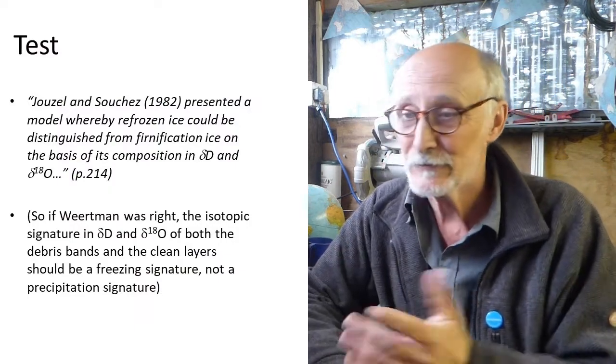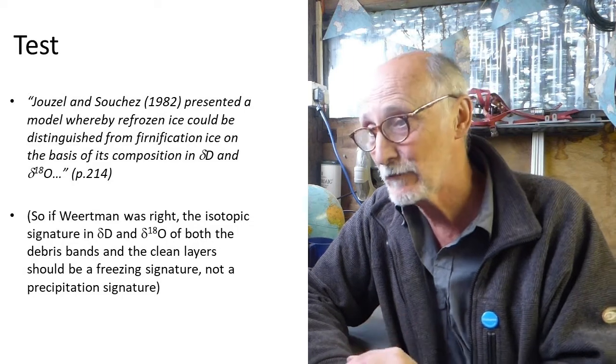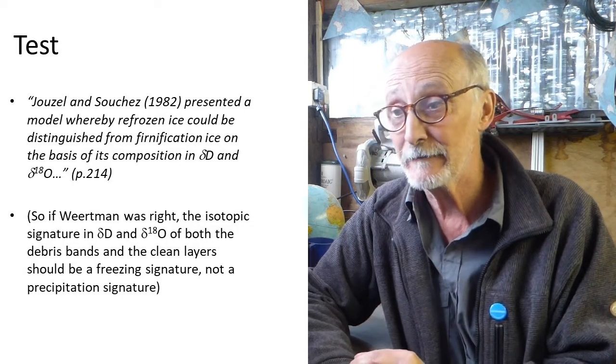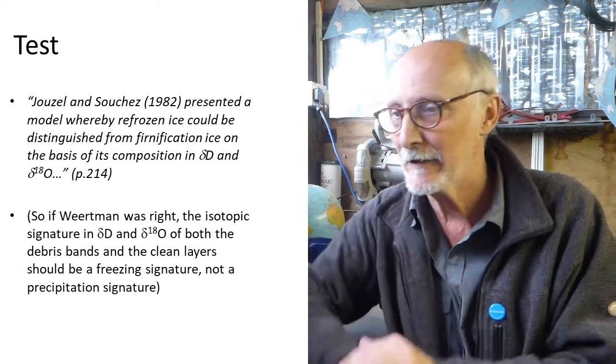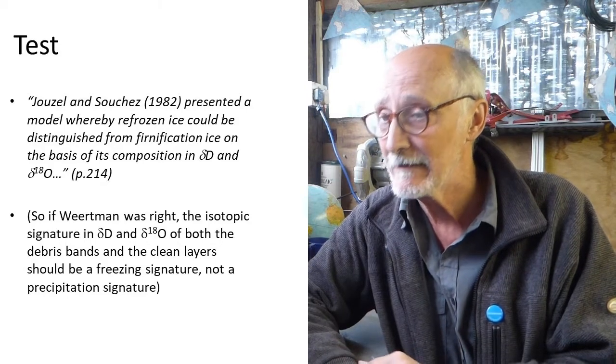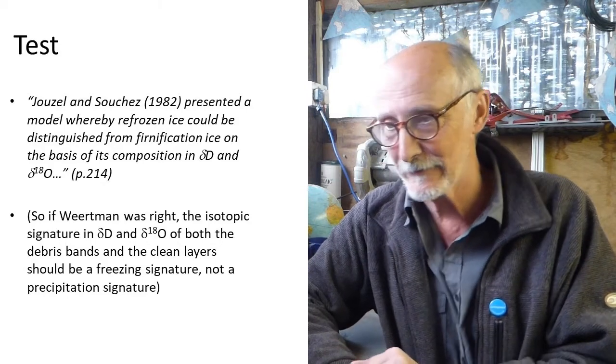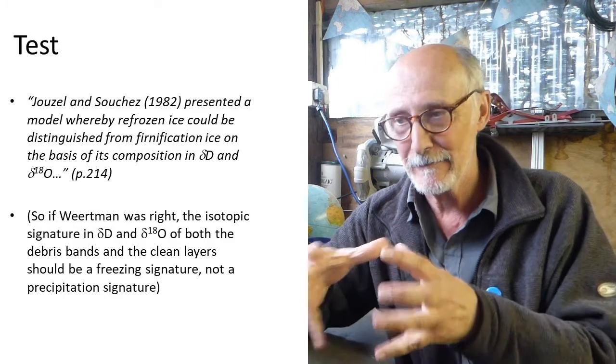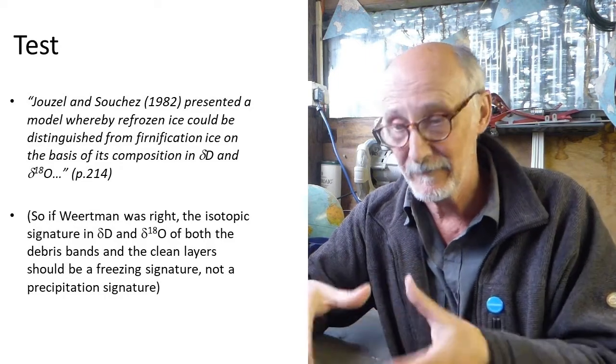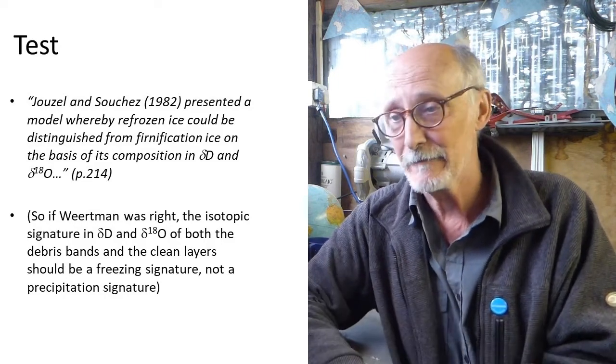And we said in the paper, well, Jouzel and Souchez in 1982 presented a model whereby refrozen ice could be distinguished from firnification ice, that's the meteoric snow ice, on the basis of its composition in delta D and delta oxygen-18. So basically there's this test that Jouzel and Souchez developed that enables us to tell the difference.